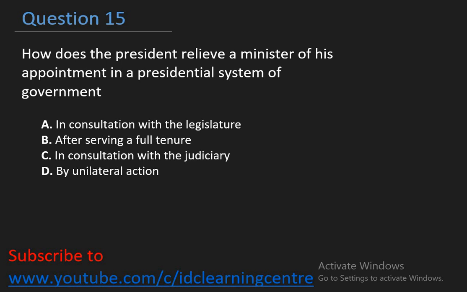Question 15. How does the president relieve a minister of his appointment in a presidential system of government? A. In consultation with the legislature. B. After serving a full tenure. C. In consultation with the judiciary. D. By unilateral action. In a presidential system of government, the president relieves a minister of his appointment by unilateral action, which is D.